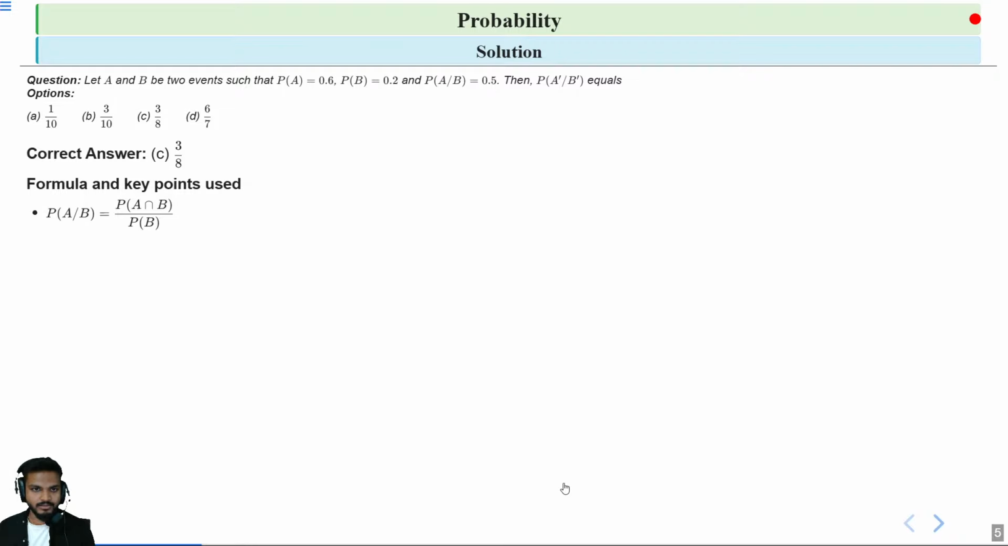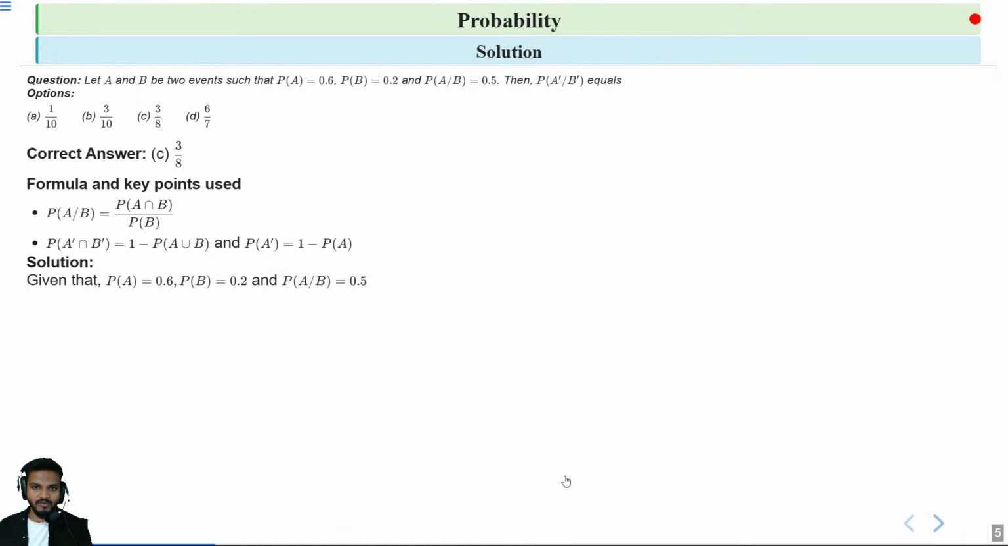So the formulas that we use. First, probability of A given B is probability of A intersection B by probability of B. Then you should know that the probability of A complement intersection B complement means 1 minus probability of A union B, and probability of A complement is equal to 1 minus probability of A. So if you know this, then let's solve.